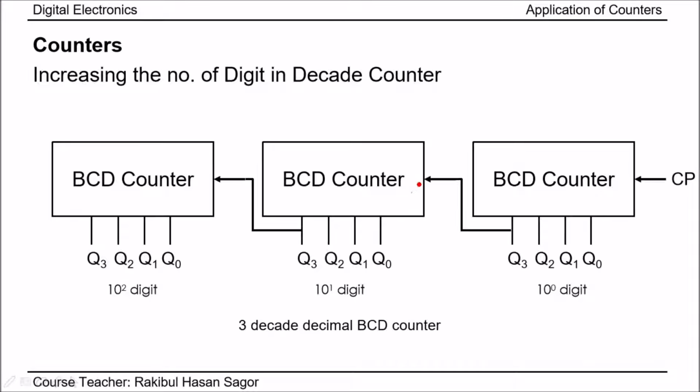And the clock pulse of every BCD counter is connected from the most significant bit of the preceding BCD counter, except the first one. The first one is fed from the external clock pulse signal. But the clock pulse of the second BCD counter is connected from the most significant bit of the first BCD counter, and the clock pulse of the third BCD counter is connected from the most significant bit of the second BCD counter. How it operates, in order to understand that, we need to see the timeline diagram. Let's see the timeline diagram.